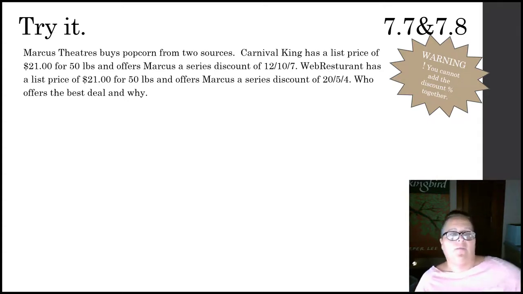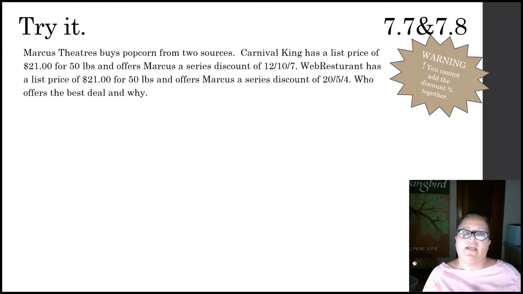Web Restaurants has a list price of $21 for 50 pounds, so the same price, and they offer Marcus a series discount of 20, 5, and 4. In other words, they'll give him 20% right off the go, but then it's like half of what the others were, 5% and 4%. So the question is, who offers the best deal, and can you explain why?